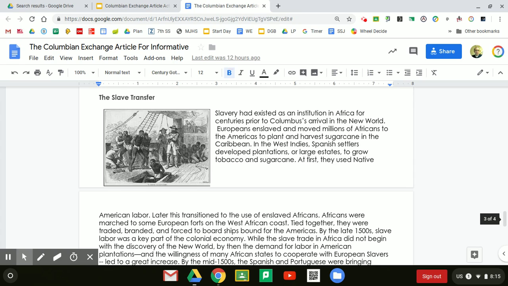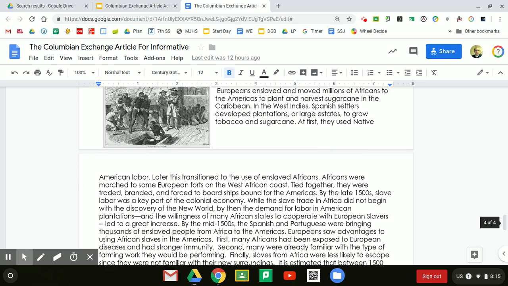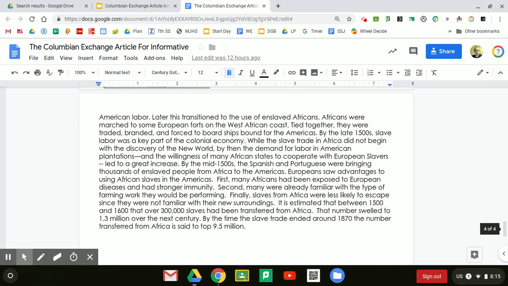The slave transfer. Slavery had existed as an institution in Africa for centuries prior to Columbus's arrival in the New World. Europeans enslaved and moved millions of Africans to the Americas to plant and harvest sugarcane in the Caribbean. In the West Indies, Spanish settlers developed plantations, or large estates, to grow tobacco and sugarcane. At first, they used Native American labor. Later, this transitioned to the use of enslaved Africans.